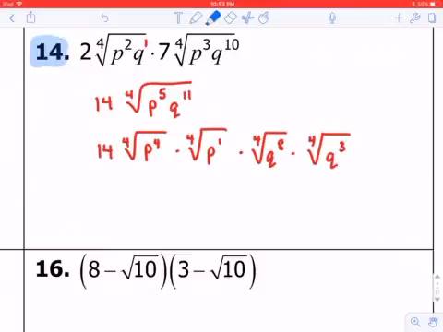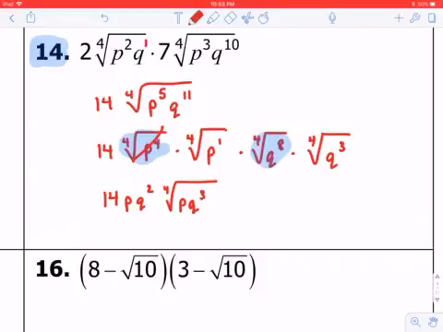So again, remember on this one, I can simplify these 2 radicals. The other ones just have to stay put. So this is going to be 14 and then 4 for the p. It's 4 over 4, power of a root. So it's going to be p to the first. So that's gone. For the q, it's going to be 8 over 4. So it's going to be q squared. And you're left with the fourth root of pq to the third. Again, it's p to the first, q to the third.